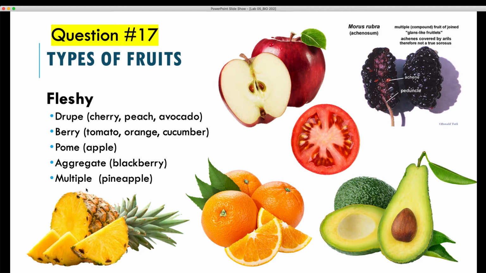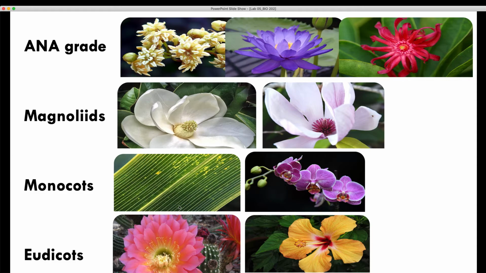Multiple fruit comes from multiple flowers. For example, a pineapple is a multiple of berries. It actually comes from multiple flowers. So let's talk about the different angiosperm divisions that you're responsible for. So you'll see ANA grade, which is actually 3 different groups. Magnoliids, but collectively it's just one, really. We can just attribute them all to ANA grade.